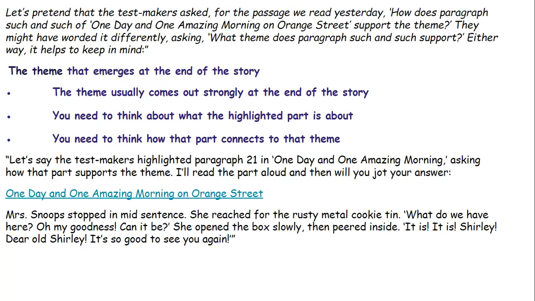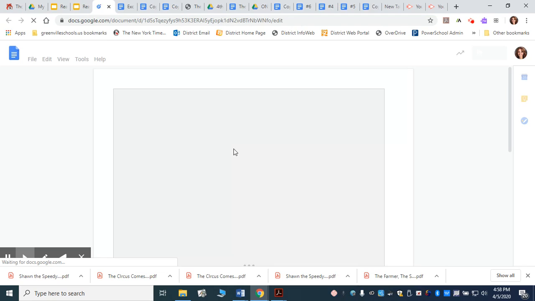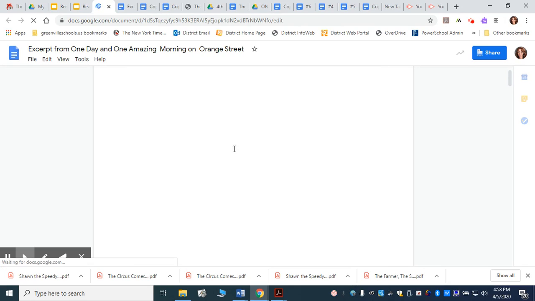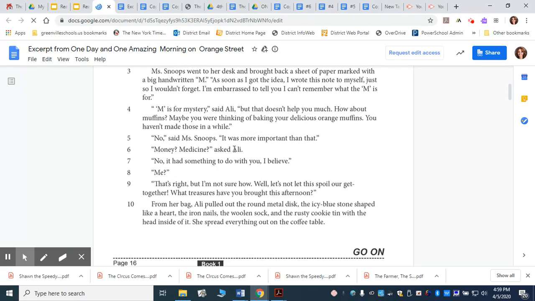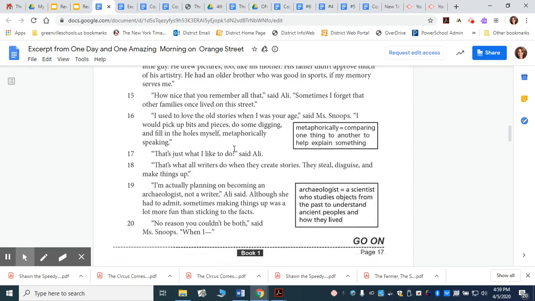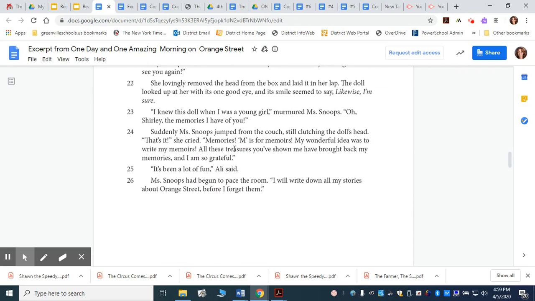All right, now let's think about this passage. Did you notice when Mrs. Snoop told Allie she remembered she wanted to write her memoirs, she said, "All these treasures you've shown me have brought back memories. I am so grateful." She said she wanted to write the stories of Orange Street. So if we look back at our passage, you can refer back to your passage as you need to. Any time when you're doing these standardized tests, you can always refer back to your passage.